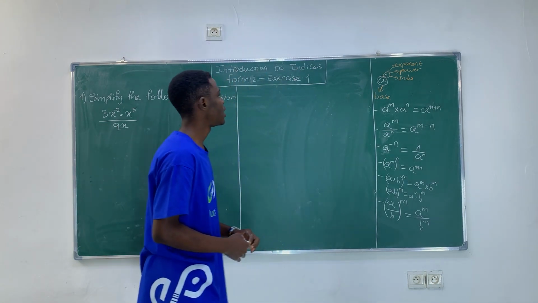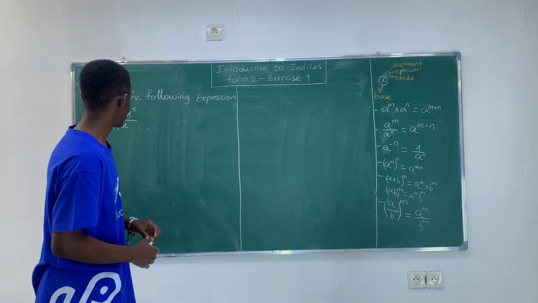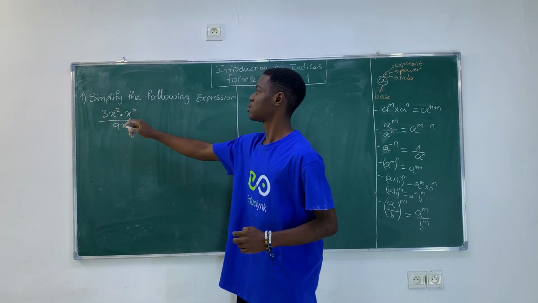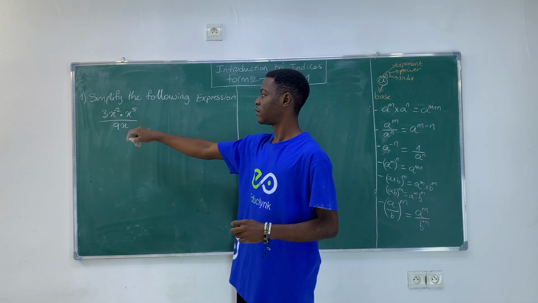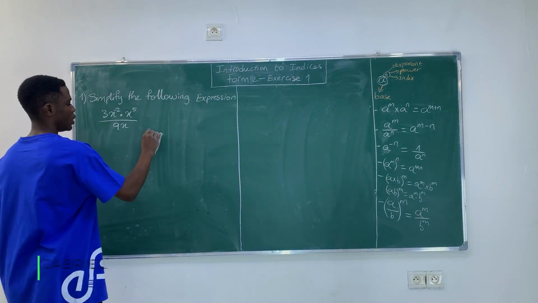So we are on the exercises under the chapter of Introduction to Indices. Exercise one goes: simplify the following expression, 3x to the negative 2 times x to the 5, all divided by 9x. So let's start.